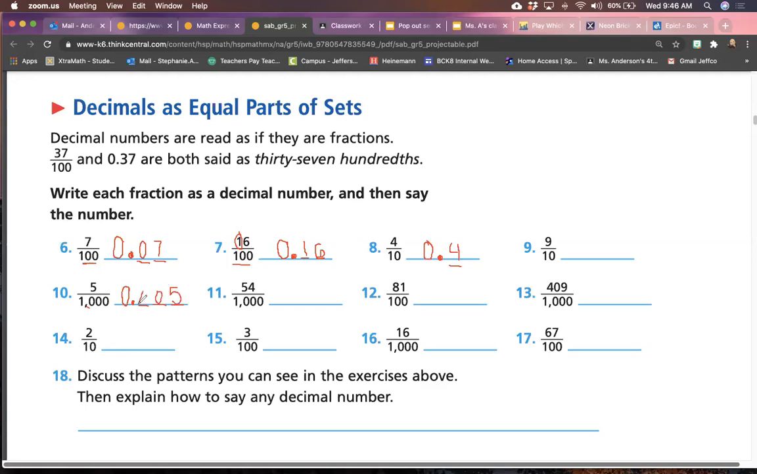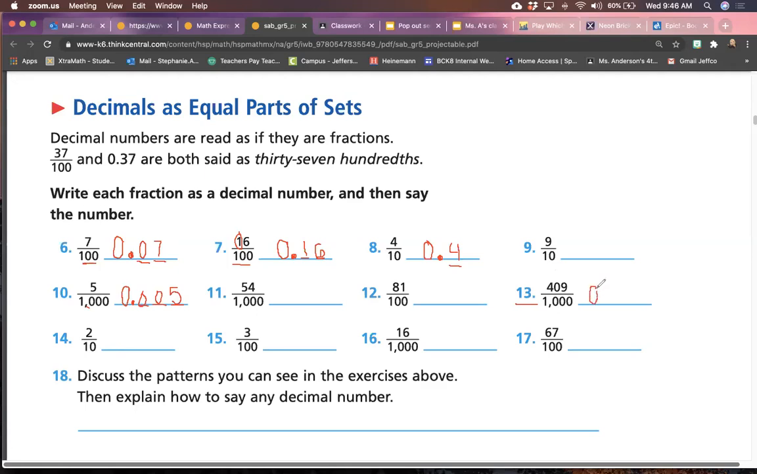So the tricky thing about decimals, guys, is it's kind of backwards from how we're used to place value. We're used to place value working right to left, and now we're going left to right. So I want to give you one more example. I want to look at 13 because I think 13 is a little tricky.